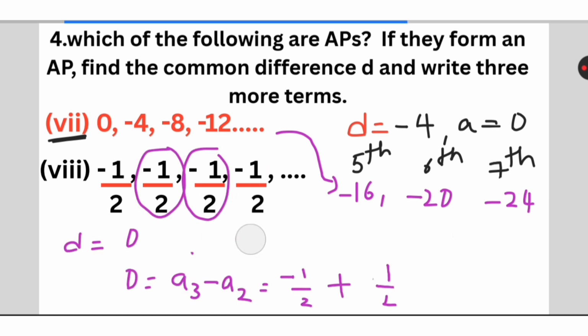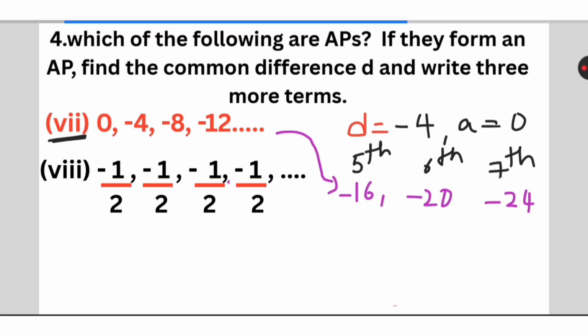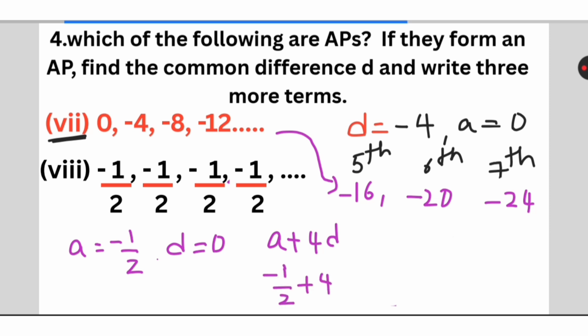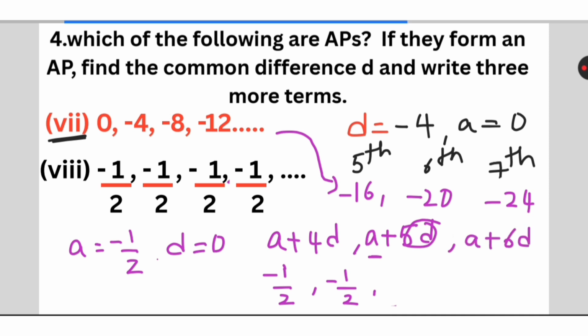So that means it forms an arithmetic progression with the first term minus 1 by 2 and the common difference is 0. So now we need to write 5th, 6th, 7th terms. 5th term is nothing but a plus 4d. So a is minus 1 by 2 plus 4 times 0, which is only 0. So we are going to get only minus 1 by 2. This is the 5th term. Now we need to write 6th term. 6th term is nothing but a plus 5d. Here also the d value is 0. So we are left with only a, which is nothing but minus 1 by 2. The 7th term also a plus 6d. Here d value is 0. So we are left with only a, which is minus 1 by 2. So these are the 3 more terms.